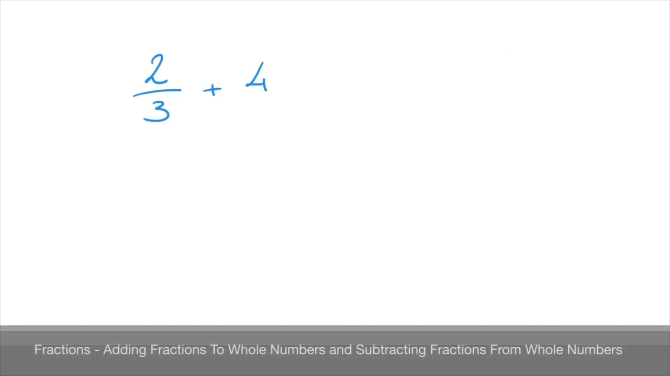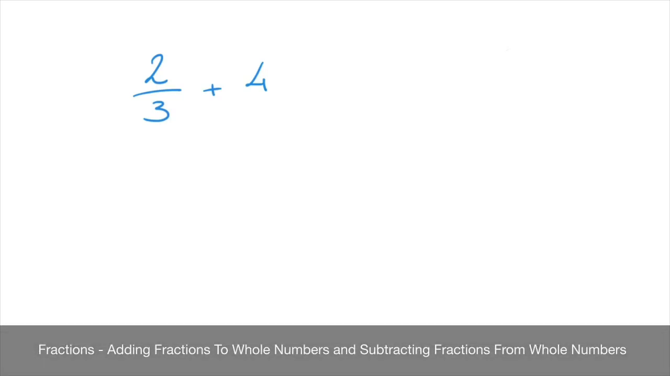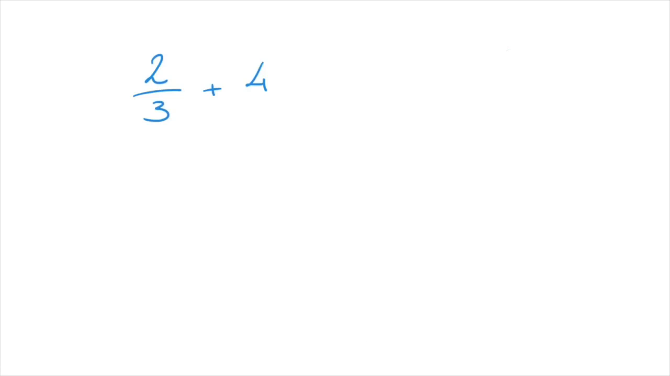In this tutorial, we learn how to deal with fractions that are being either added to or subtracted from whole numbers. And as a first example, we're going to work through the one we see here. We have 2 over 3, which is being added to 4. The trick for calculating this is to write this 4 as a fraction over 3. We can write that this equals 2 over 3 plus 4 times 3 over 3.